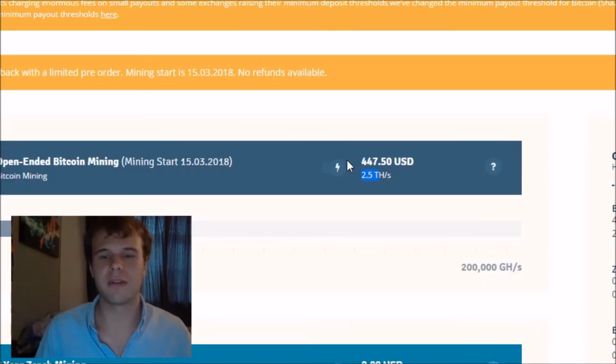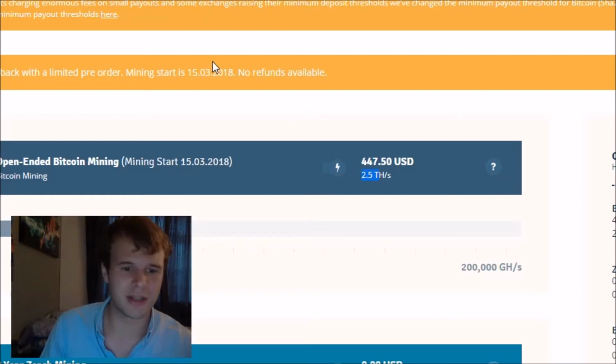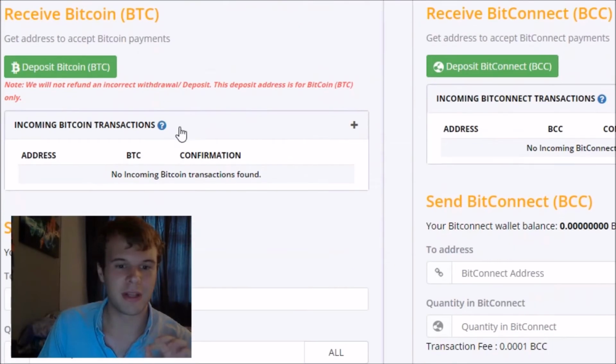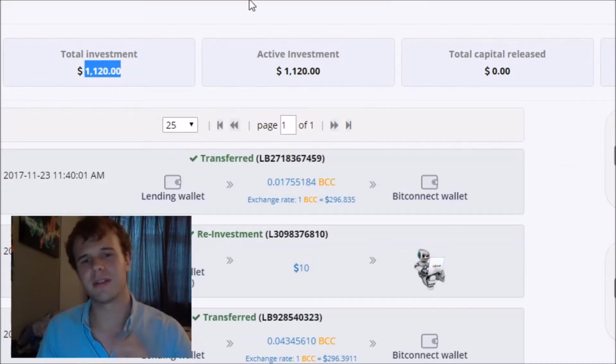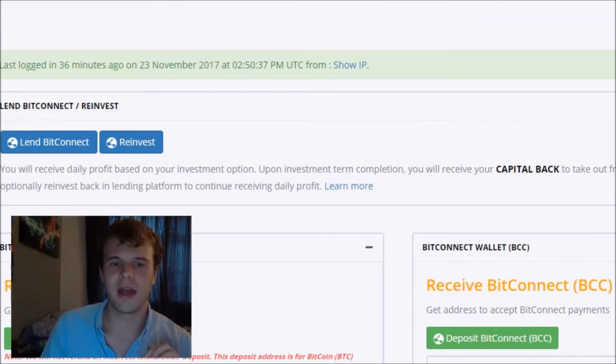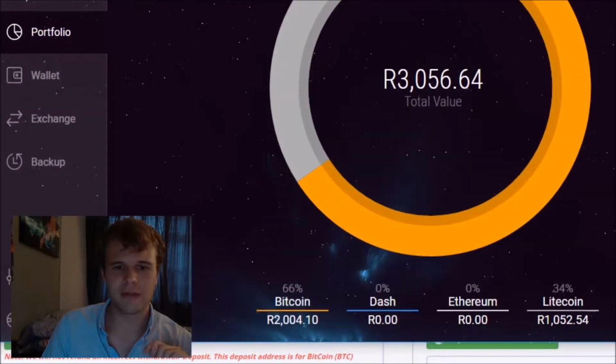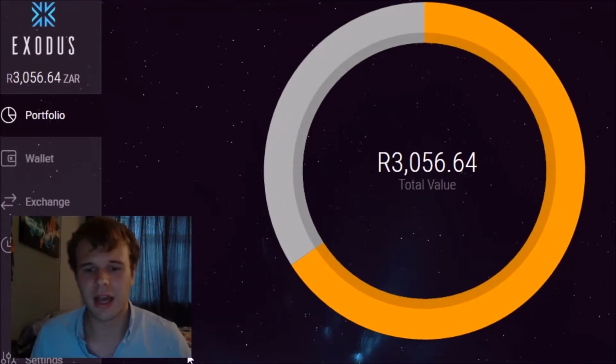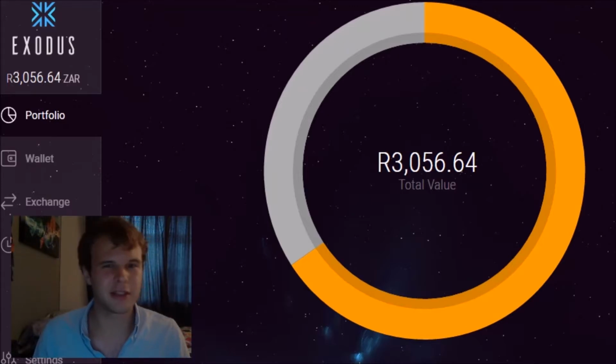Then, my cloud mining. Obviously, I just showed you my Genesis mining. I have just over 6,000 Rand sitting in that. My Bitconnect, which was the $1,120, that's about 16,000 Rand. And then coming over to my wallet here, this is the wallet that stores locally on your machine. I have about 2,000 Rand of Bitcoin because I cashed a lot of my Bitcoin out last night. I'll cover why and what I'm doing with it in another video. I feel like there's a lot to take in this video as is. And about 1,000 Rand in Litecoin.